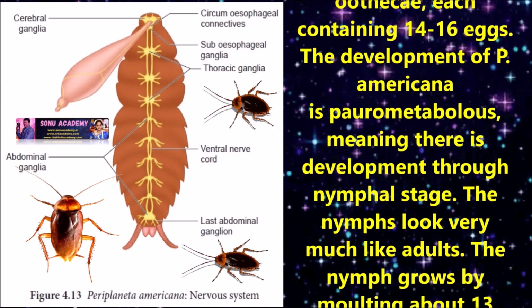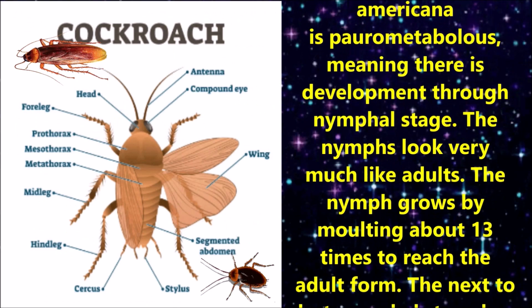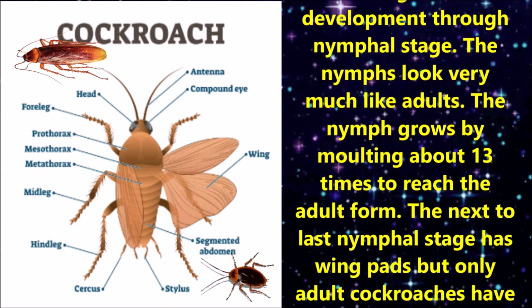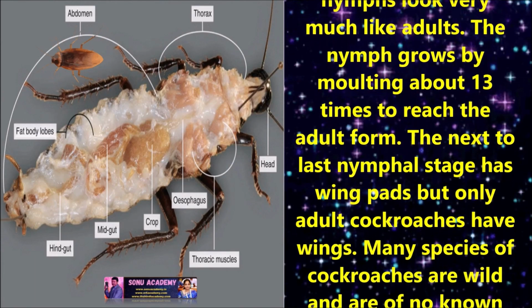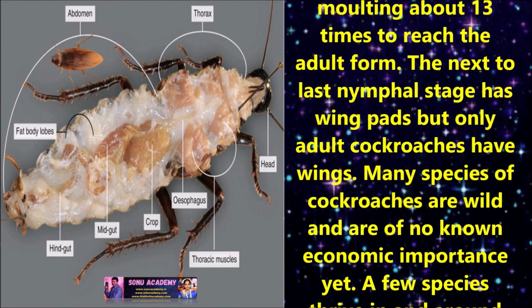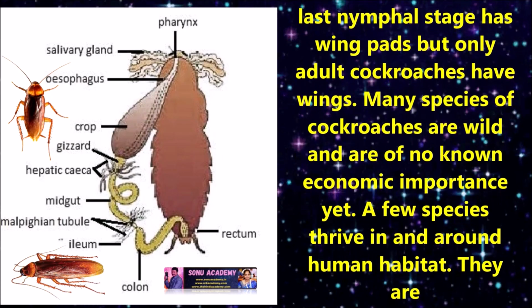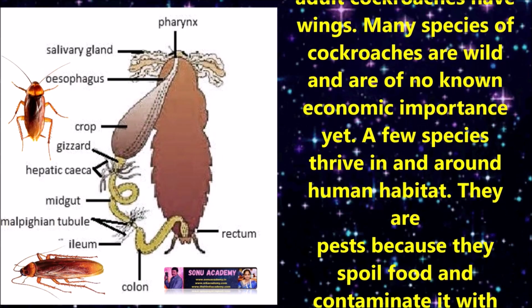The development of P. americana is paurometabolous, meaning there is a development through nymphal stage. The nymphs look very much like adults. The nymph grows by molting about 13 times to reach the adult form. The next to the last nymphal stage has wing pads, but only adult cockroaches have wings.